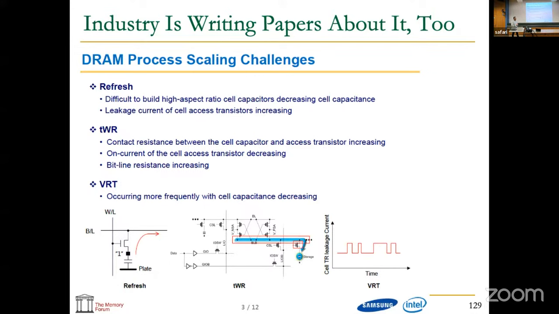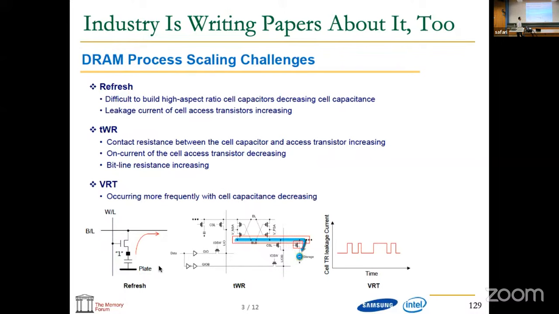So one problem is refresh that we keep talking about, right? Another one is tWR. tWR is the write latency, and it's another challenge, but it's something really internal to the DRAM cells and DRAM chips. So there's not much work in the public domain, let's say, dealing with tWR. And VRT, you remember from the earlier part of this lecture, variable retention time. These are really important problems identified by the industry as well.